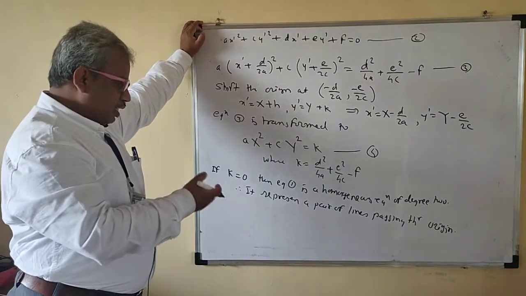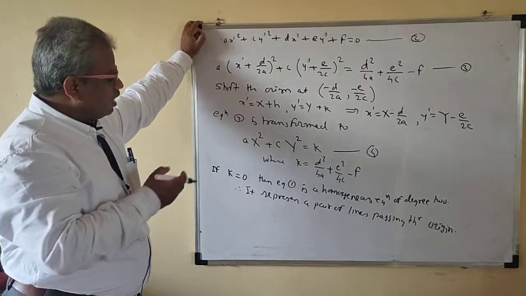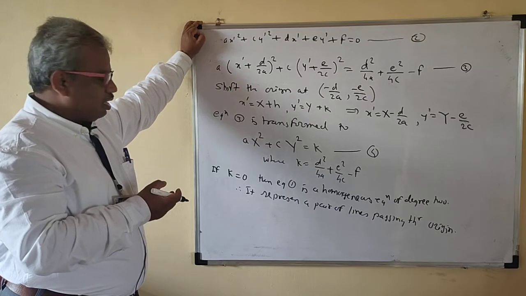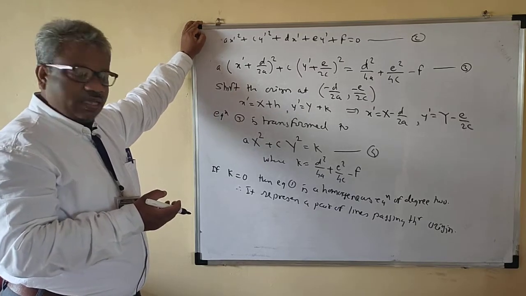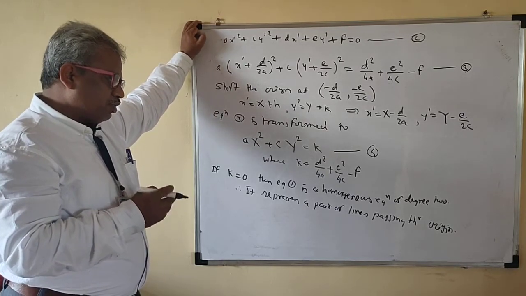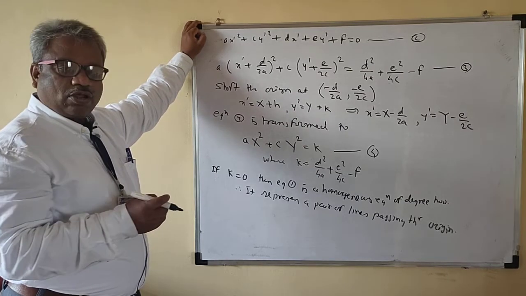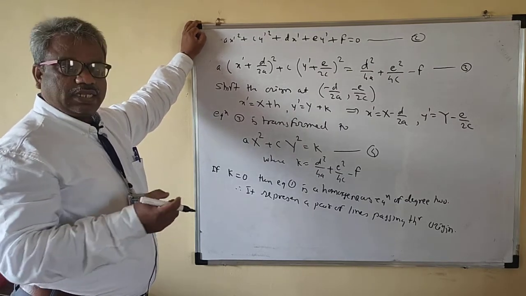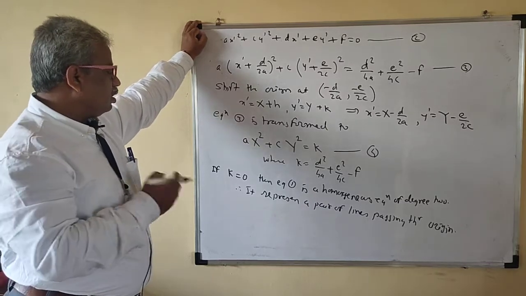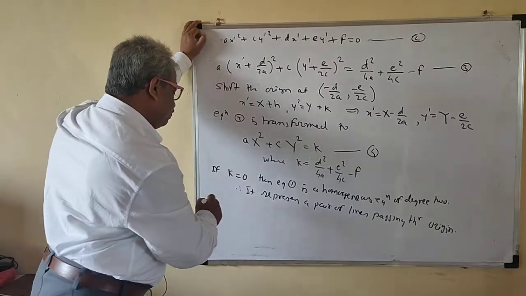So in the 12th standard you have seen the pair of lines. You have seen that every homogeneous equation of second degree represents a pair of lines passing through origin. So that is the theorem. So that we have seen, just we have applied here.